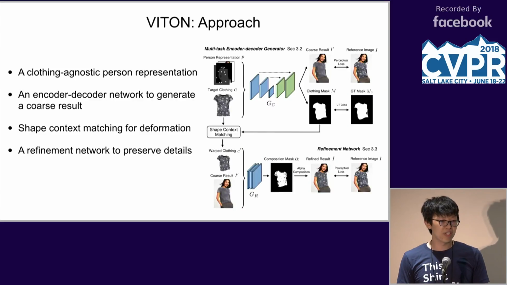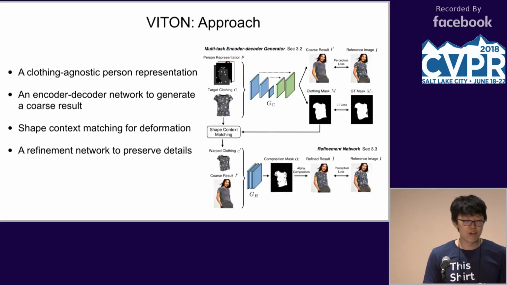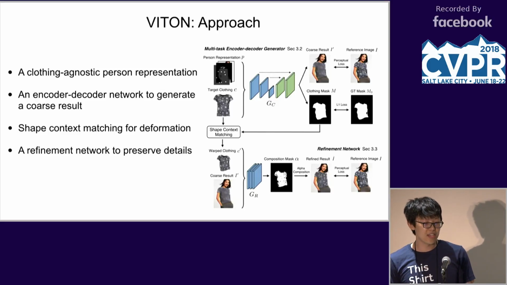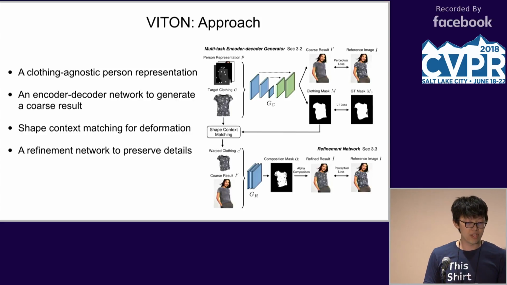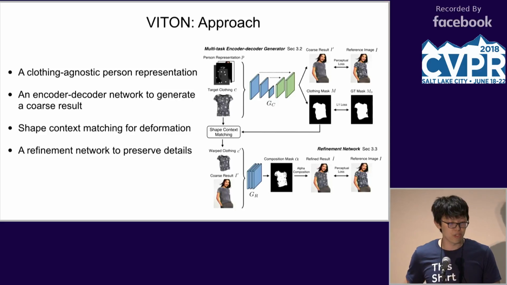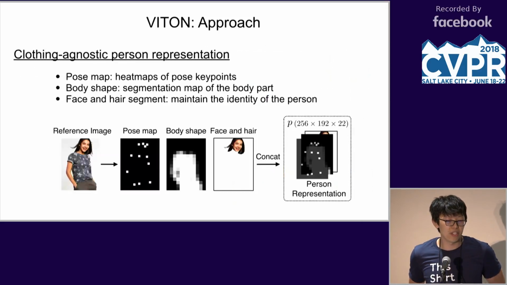So we propose VTON. It contains 4 steps. First, we propose a clothing agnostic person representation and use that as an input to an encoder-decoder network so we can generate a virtual try-on result. But the result is coarse, so we model the deformation of the clothes using a shape context, and finally a refinement network to do the refinement.